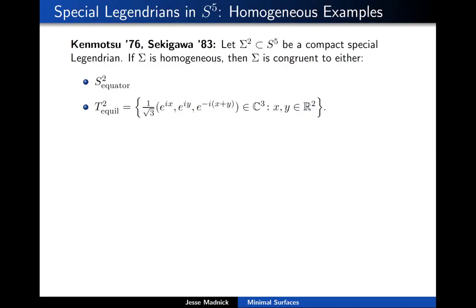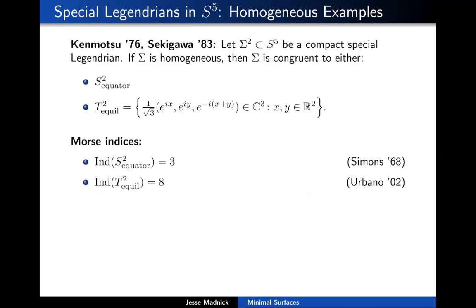And again, you can play this game for special Legendrians. Here, it's maybe a bit more tractable because special Legendrians in S^5 are surfaces, so they're amenable to complex analysis, for instance. Special Legendrians are also maybe a bit nicer in other respects. The homogeneous ones are simply the equator and the equilateral torus. The Morse indices have been computed by Simons and Urbano.